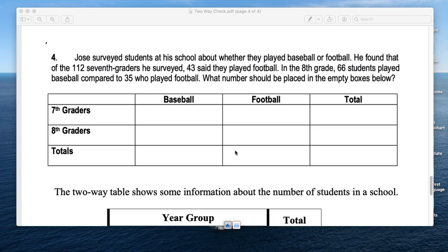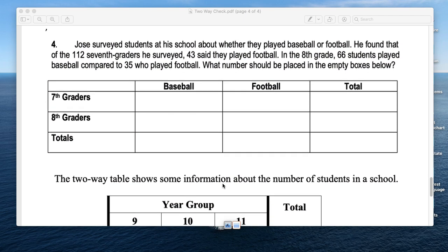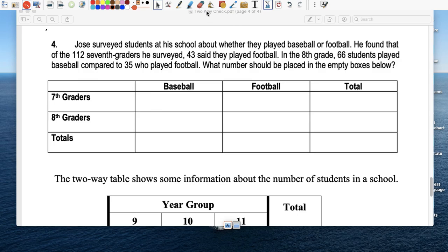Four. Jose surveyed, again, categories were, are you a 7th grader or 8th grader, and do you play baseball or football. Out of the 112 7th graders, so we can fill this right here already, 43 said they played football. Let me just fill them in. In the 8th grade, 66 played baseball compared to 35 who played football.